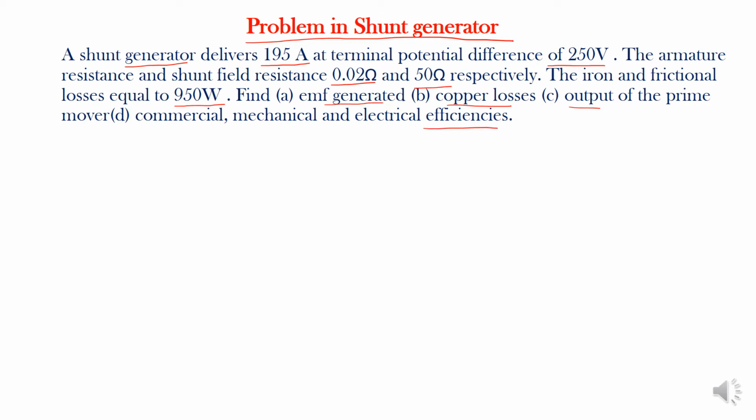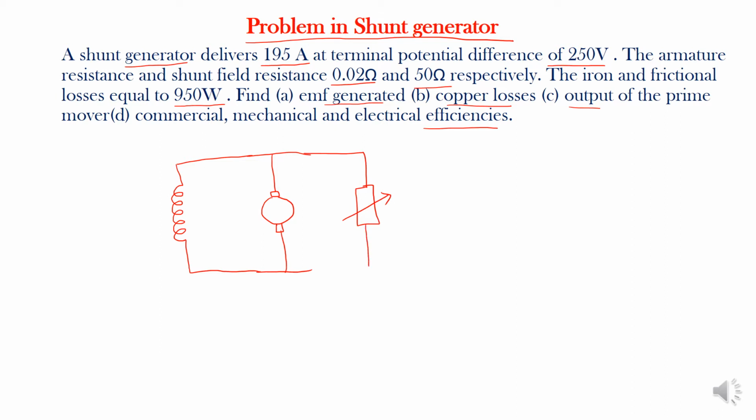Okay, so first of all, I am going to draw the diagram of the shunt generator. What is a shunt generator? When the shunt field is in parallel with the armature, that is known as a shunt generator. See, this is the shunt field that is connected in parallel with the armature. Here, this is the symbol for the generator. Then finally it is given to the load, because in a generator there is mechanical input and electrical output.